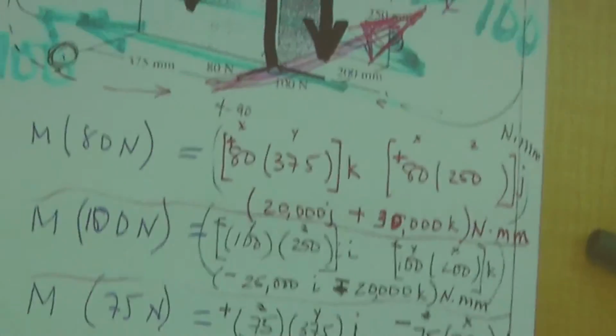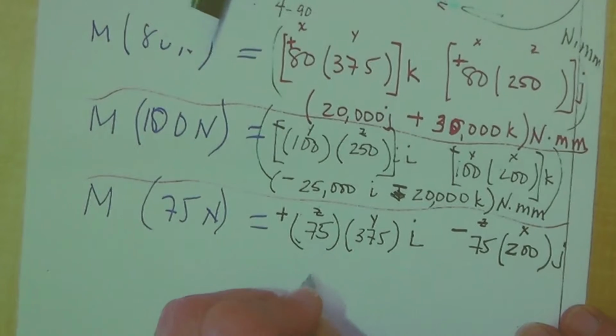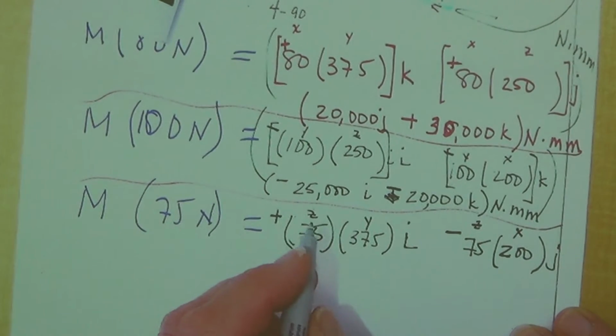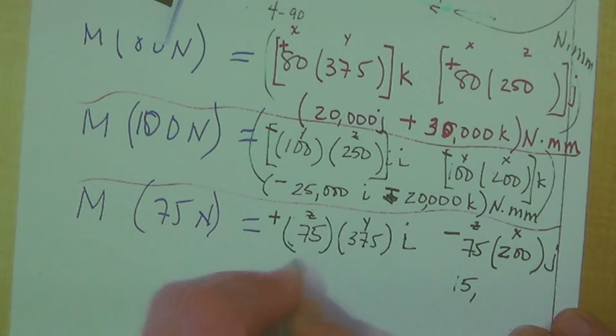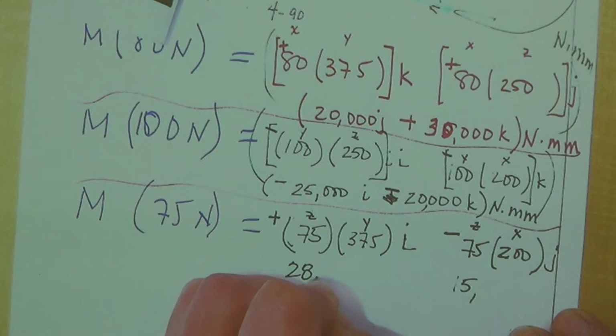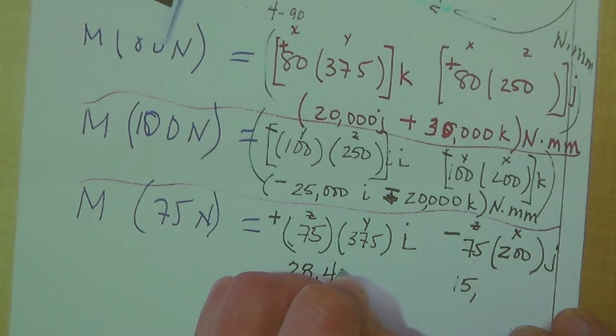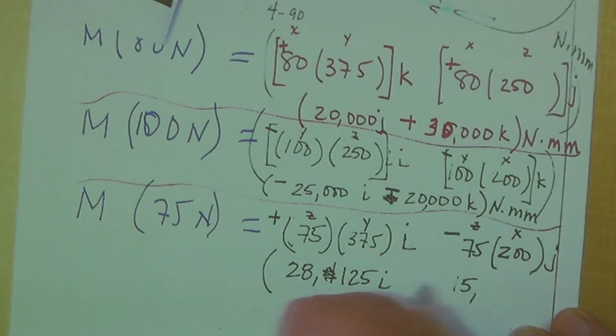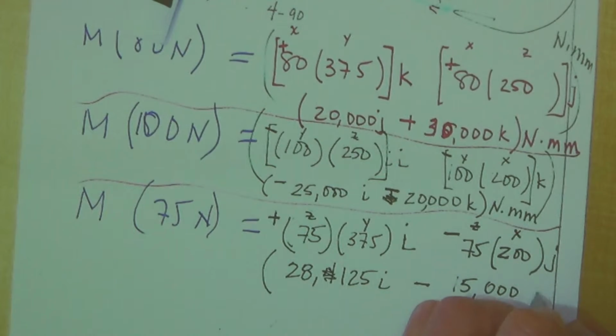So let's come up with this. What's 75 times 375? Somebody? 28,125. 28,125. Minus, is it 15,000 j, Newton millimeter?